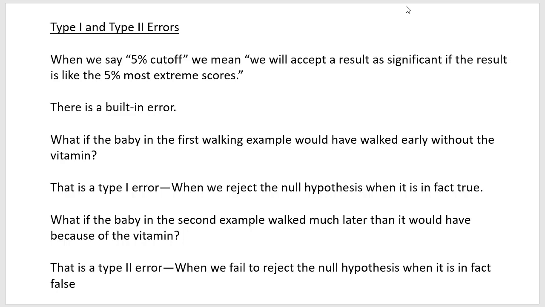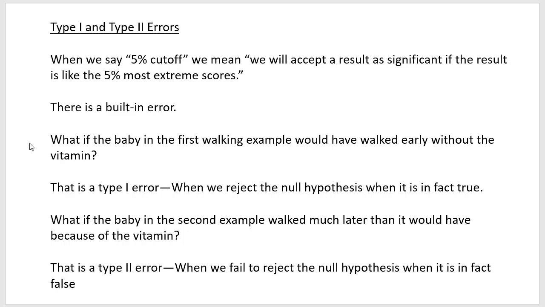What if the baby in the second example, where we found that there actually wasn't a significant difference, what if the vitamin in the second example actually did have an impact on walking age, but the baby didn't walk late enough for us to catch it at our particular walking age cutoff? What if we were too strict with how we considered our cutoff? That's called a type 2 error, when we fail to reject the null hypothesis when it is in fact false.